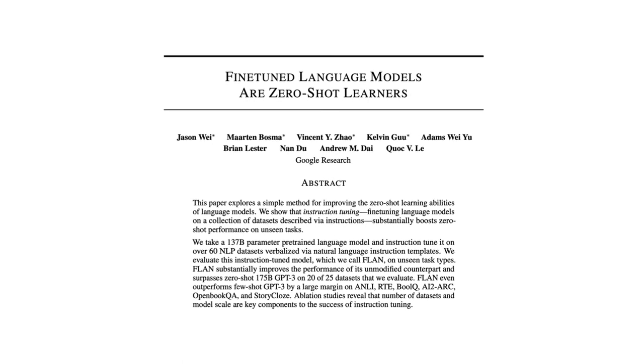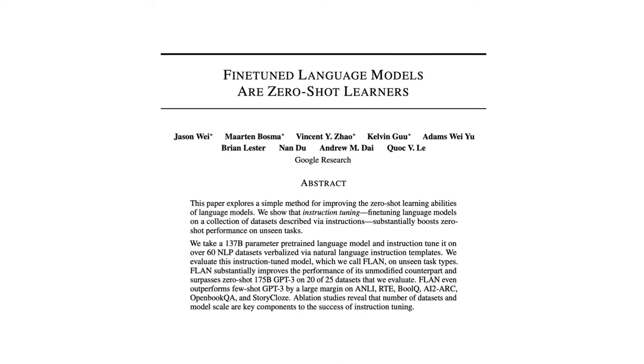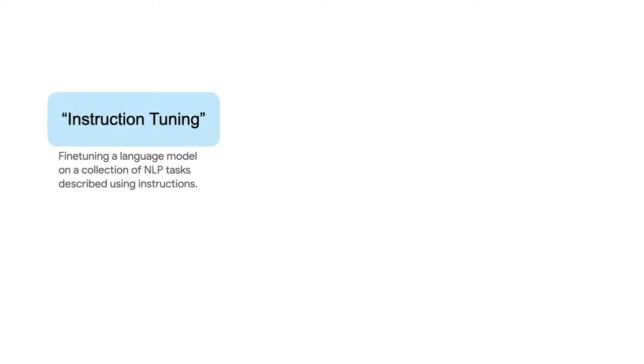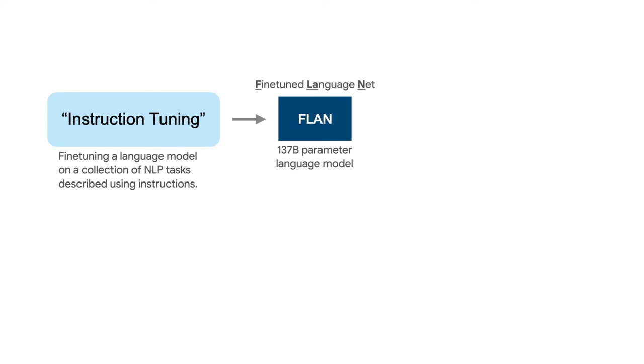The paper Finetuned Language Models Are Zero-Shot Learners is about an instructions-based approach to zero-shot learning. The paper proposes a method called instruction tuning, which fine-tunes a language model on a collection of NLP tasks described using instructions. Instruction tuning is performed on a 137 billion parameter language model called FLAN, which stands for Fine-Tuned Language Net. The striking ability of FLAN is that it can perform tasks that it hasn't seen during fine-tuning just by reading instructions that describe the task.